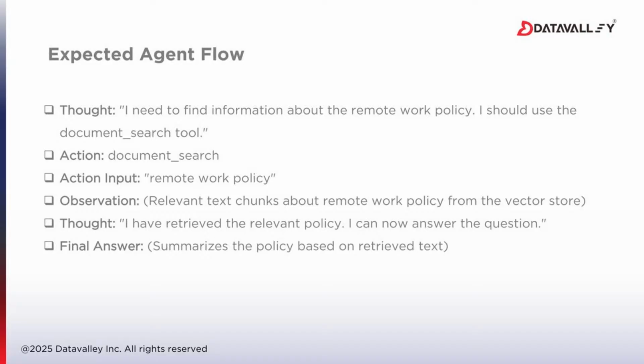Next, we have retrieved the relevant policy. Once it gets the embeddings, it has the retrieved relevant policy and can now answer the question. And the final answer summarizes the policy based on this retrieved text. This is a top view of the agent flow. How the backend is related, up to now what we see is the kind of backend. Okay, so this is the complete expected agent flow.